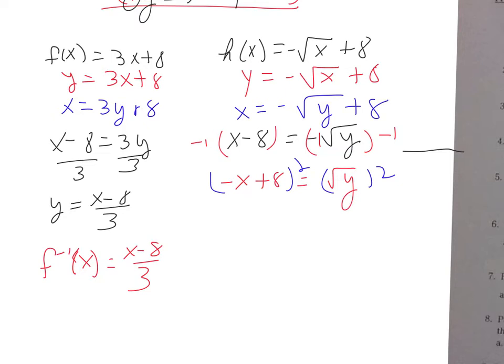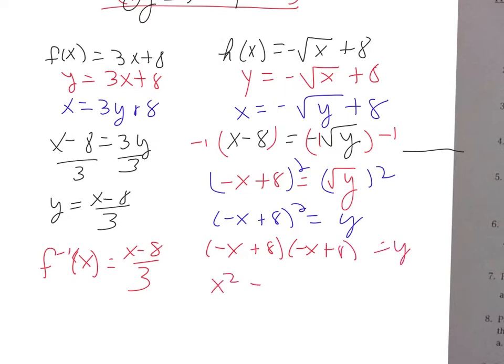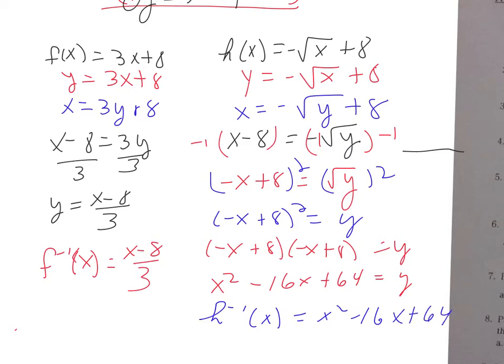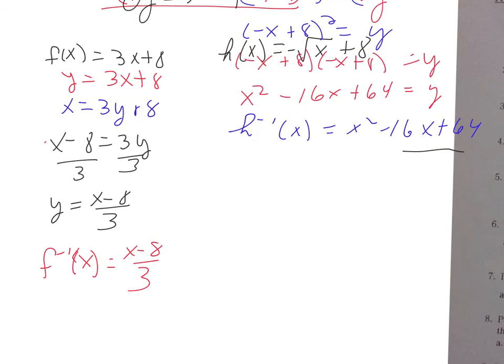So I have negative x plus 8 squared is equal to y. And then I'm going to do negative x plus 8 times negative x plus 8 equals y. So that's x squared minus 16x plus 64 is equal to y. And then I would write it as the inverse. So it's the inverse of h of x is equal to x squared minus 16x plus 64. Okay, let's take a look at number 3.